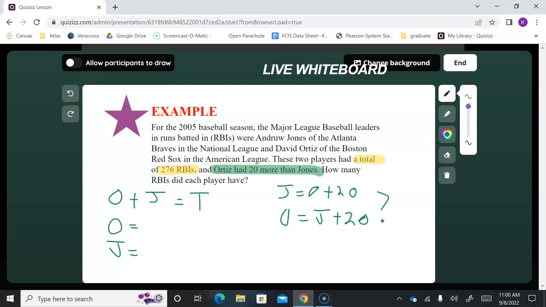Ortiz has 20 more than Jones. Okay? So, I mean, but it's important. Look at it and make sure it makes sense. That's what the context is there for.